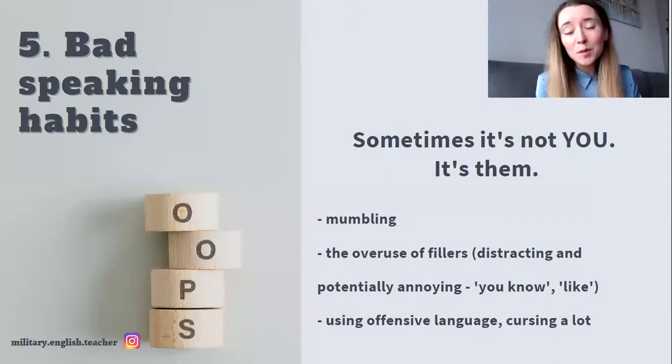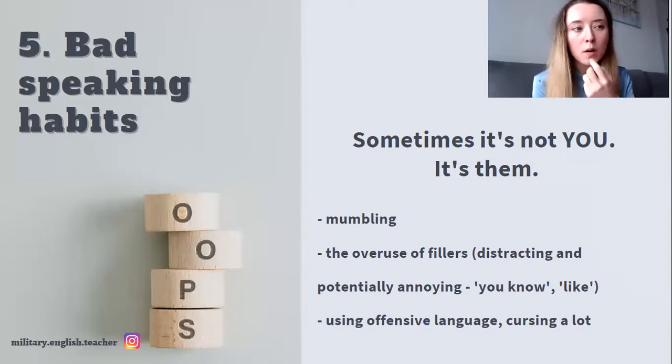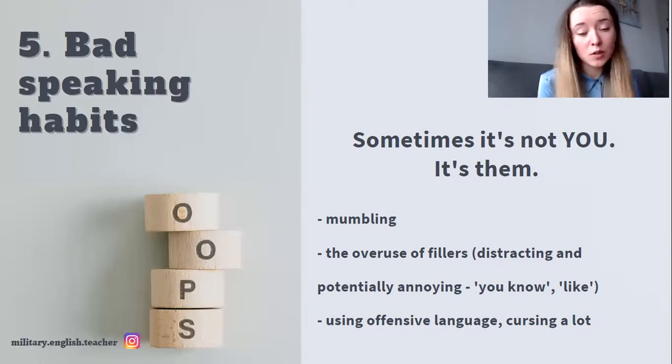Another thing is that some people simply have really bad speaking habits. So they would speak in a really clumsy way, or they would mumble. To mumble means to speak in a very unclear way, to not enunciate certain sounds, and just speak in, let's say, a very clumsy way. And some people, when they speak, also overuse fillers, which might be really distracting and annoying too. Like using expressions like, you know, all the time, or like, it can get really distracting.